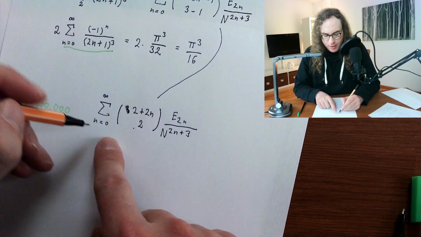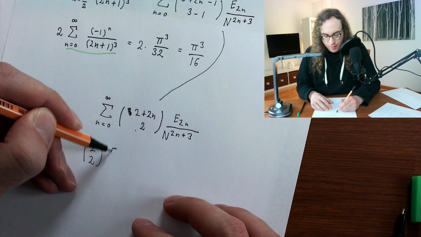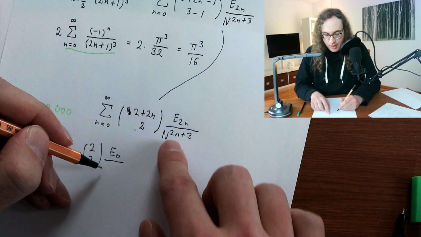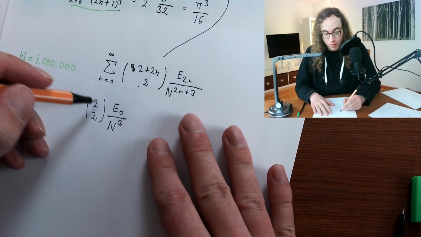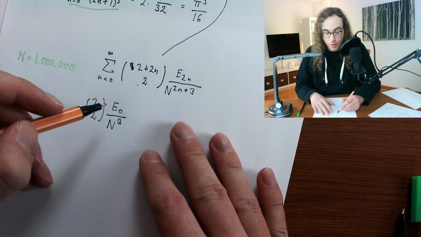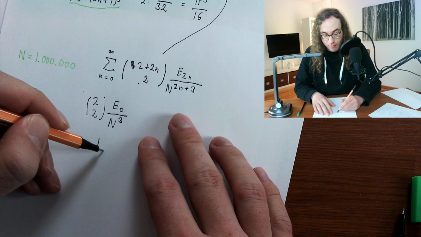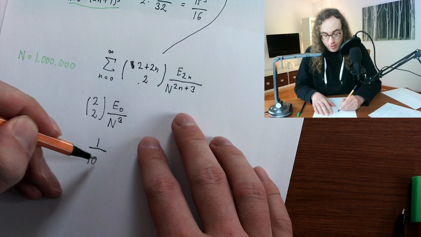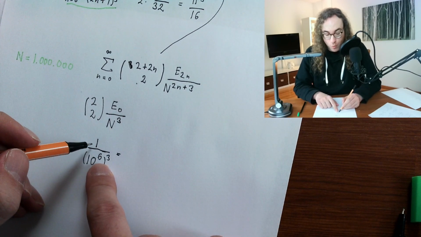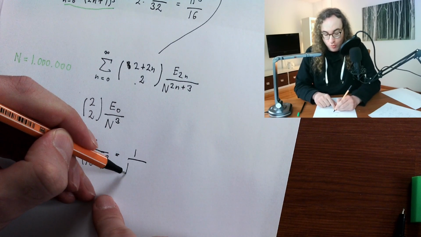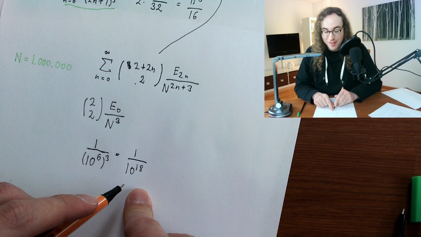So the first summand is for n equals 0. Then I get 2 over 2 times e0 over n cubed, and the 2 over 2 is 1. The first Euler number is 1. And n was 10 to the 6. So I expect the first error to be 10 to the 6th to the 3rd. So the digit should be off by 1, and the digit which is off should be at the 18th place. This is my prediction. And I think we should check that.